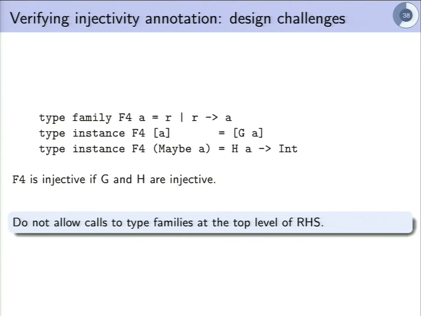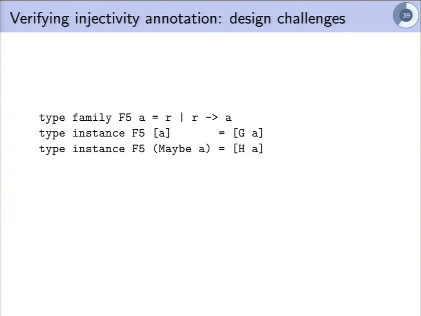And therefore, our rule for the algorithm is that we do not allow calls to type families at the top level of the right-hand side, whereas the situation that we've seen in the previous example. However, if we have a situation like this, then there's a problem. G might be injective, H might be injective, but nevertheless, F5 might not be injective if the results of G and H overlap.